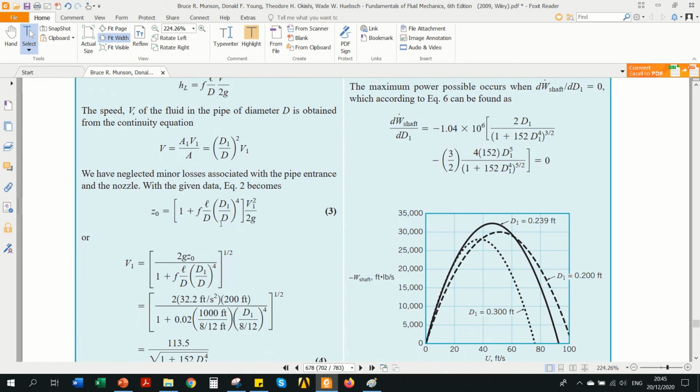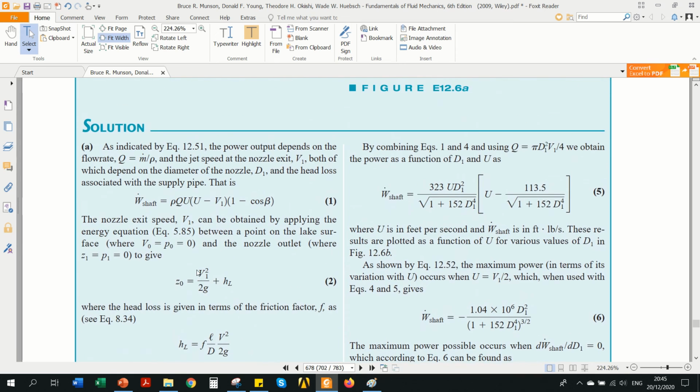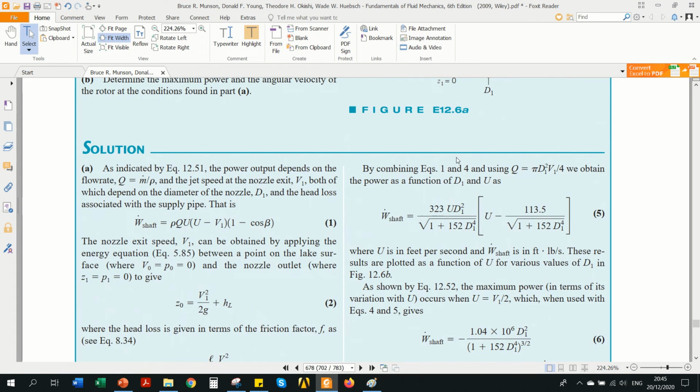and rearranging this equation for V1 we get the velocity V1 equation in terms of the diameter D1, and D1 is in feet. So by combining equations 1 and 4 and using the flow rate equation, that is Q is equal to A1V1, we actually obtain the power as a function of the diameter and the blade velocity that is involved.